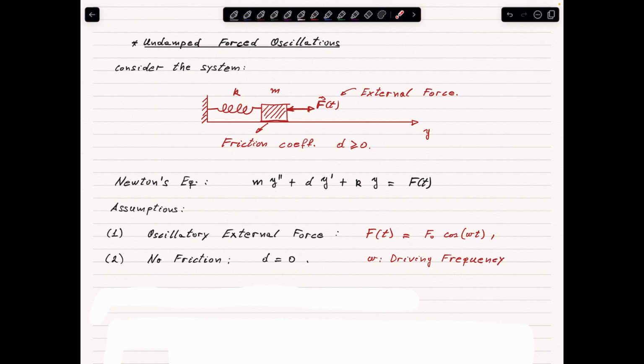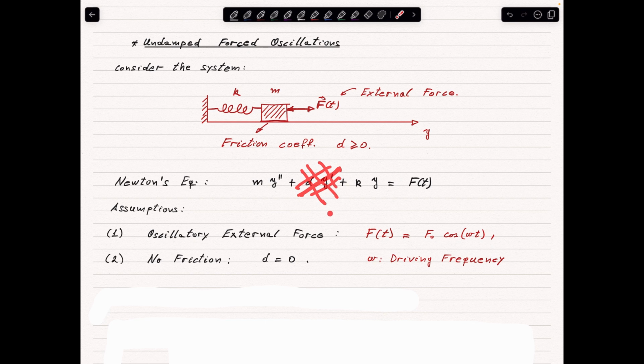We're going to see that the system behaves in many different ways according to the values of this driving frequency. The other assumption is what we mentioned before, no friction. So that means d equals 0, which means that term is not in the equation.